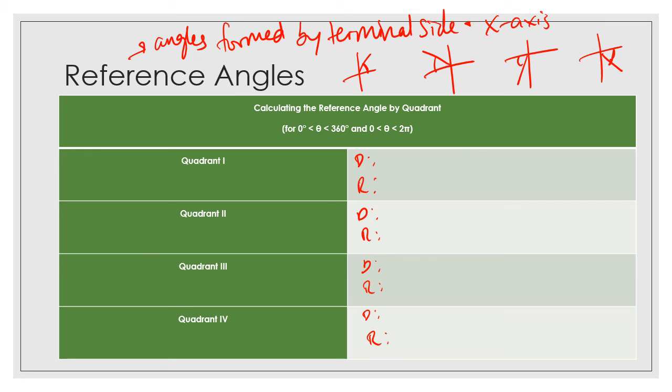If I'm in my first quadrant, the way that I find my reference angle for both degrees and radians is just the angle itself. If I'm in quadrant 2, I need to subtract the angle from 180, or from pi if I'm working in radians. If I'm in quadrant 3, I need to subtract 180 or pi from the angle itself. And if I'm in quadrant 4, I need to subtract the angle from either 360 or 2 pi, depending on if we're working in radians or in degrees.